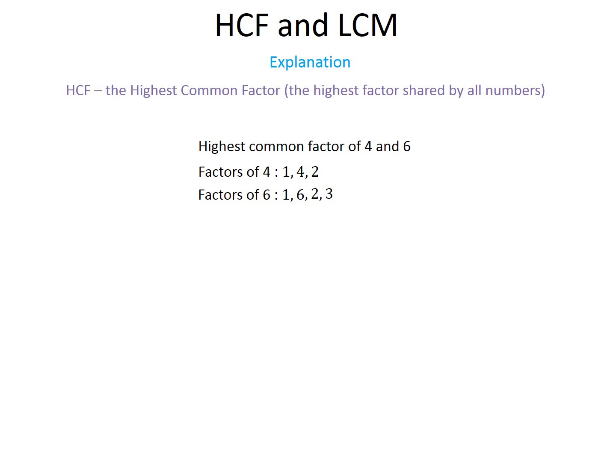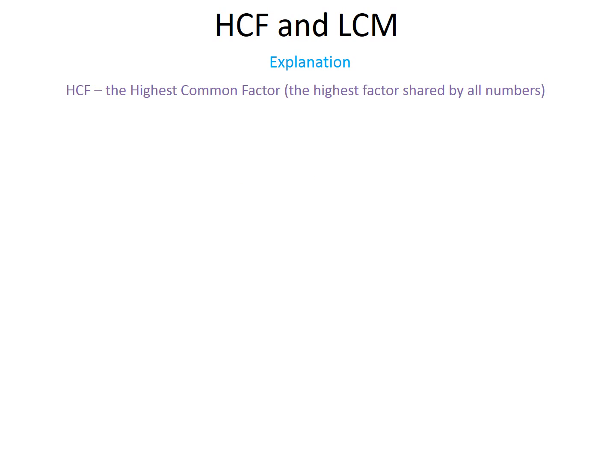And so what's the highest factor that is on both of those lists? Now, this is the highest factor altogether, 6, but 6 isn't on this list here. So the highest factor that's on both lists is 2. And so we can say the highest common factor of 4 and 6 is 2. So just list our factors, look for the highest one on both lists.